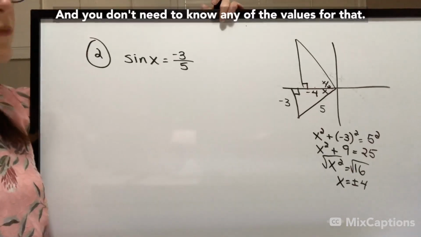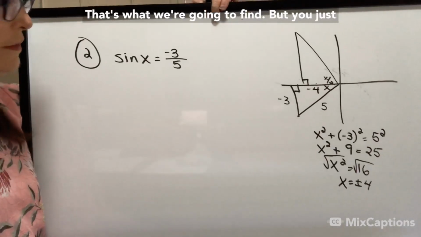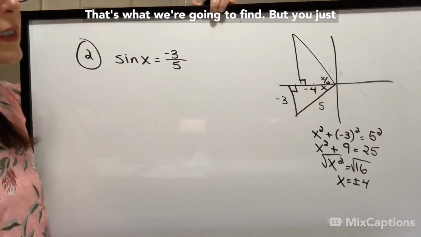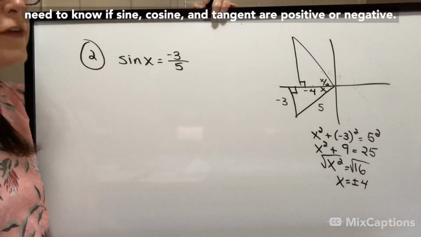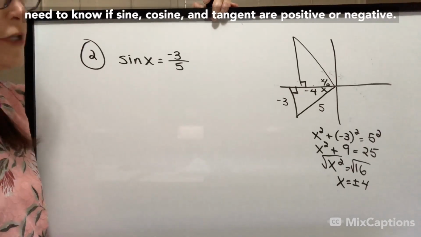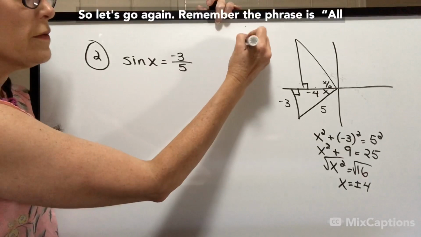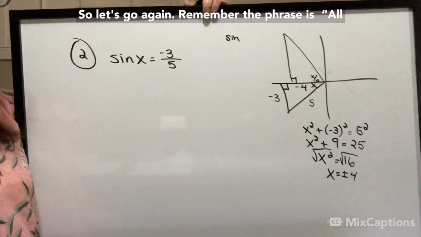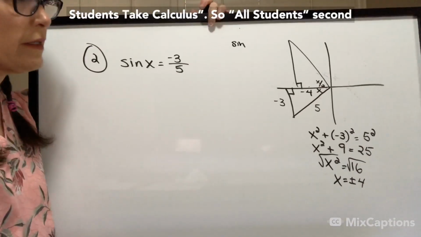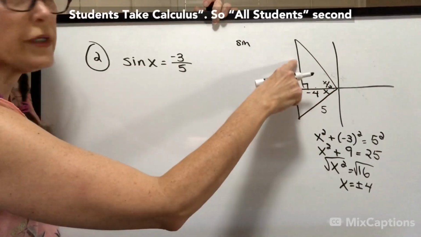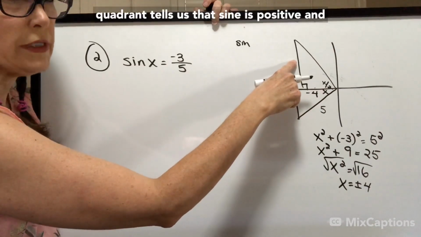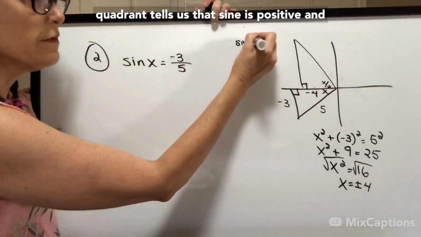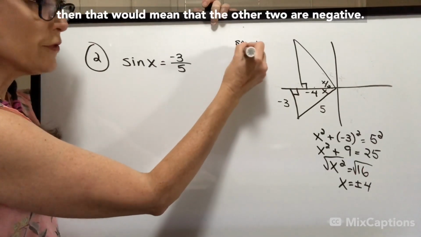And you don't need to know any of the values for that. That's what we're going to find. But you just need to know if sine, cosine, and tangent are positive or negative. So let's go again. Remember, the phrase is all students take calculus. So all students, second quadrant, tells us that sine is positive. And then that would mean that the other two are negative.